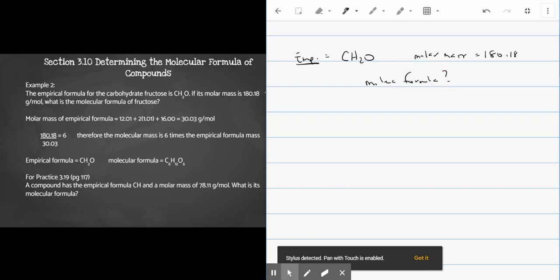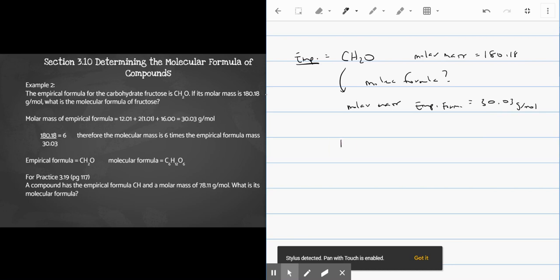So how many of these are in this mass? We need to know what the mass of one of these is. So I've added it up over here. I have 12.01 from the carbon, 2.02 from the hydrogens, and 16 from the oxygen. So the molar mass of the empirical formula is 30.03 grams per mole. So our job is to figure out how many of these are in the total, and we can divide to figure that out.